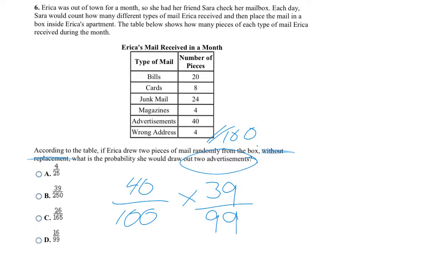And so before I multiply these, you can simplify the fractions if you're doing it by hand, or you can just put it in the calculator and let it do it for you. But when you do multiply these, you're going to get that it equals 26 over 165. And that's going to be your probability, which is choice C.